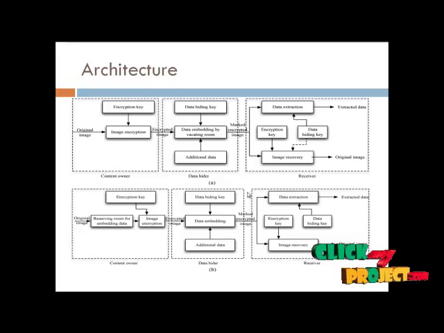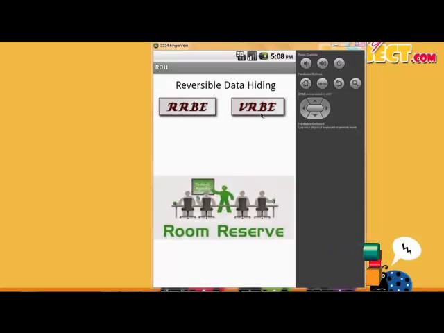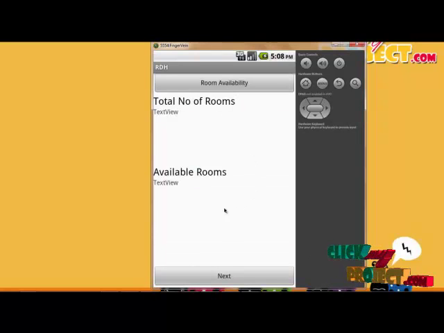Let us see the project. There are two options for reserving the room: one is RRBE and the other is VRAE. First we check the room reservations. This form describes the room availability. We have mentioned 10 rooms: the total number of rooms is 10, and the available rooms are 10. Then click next.